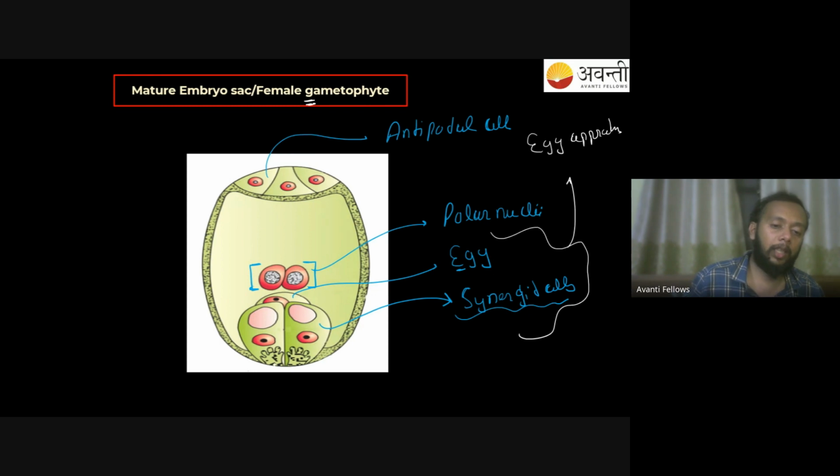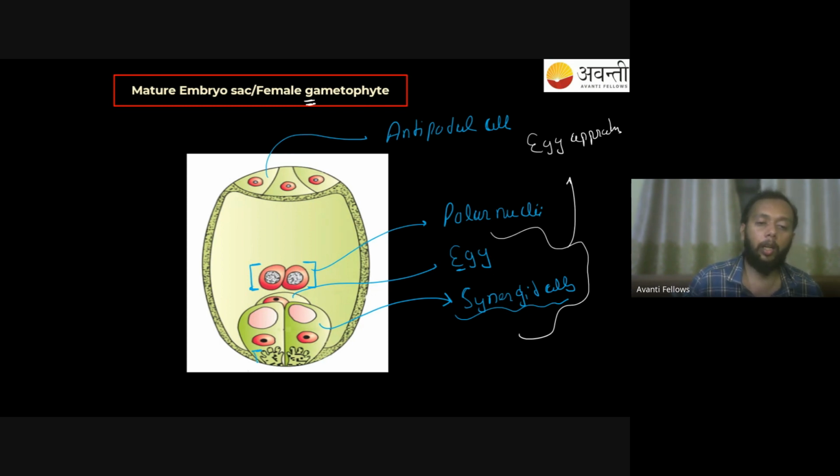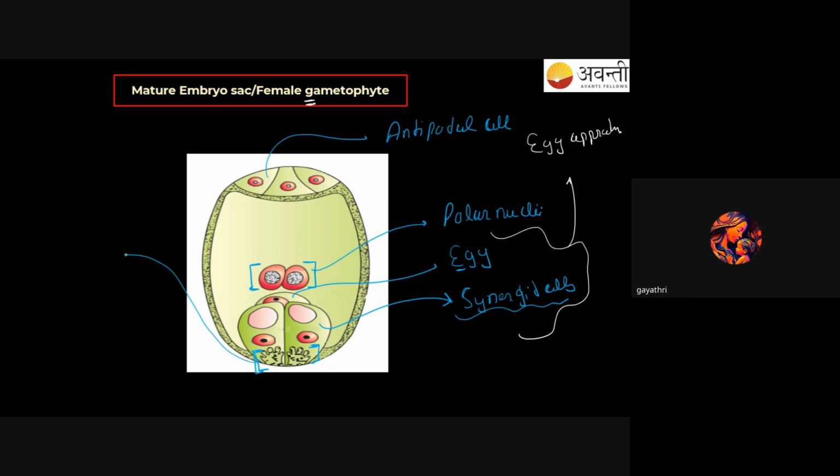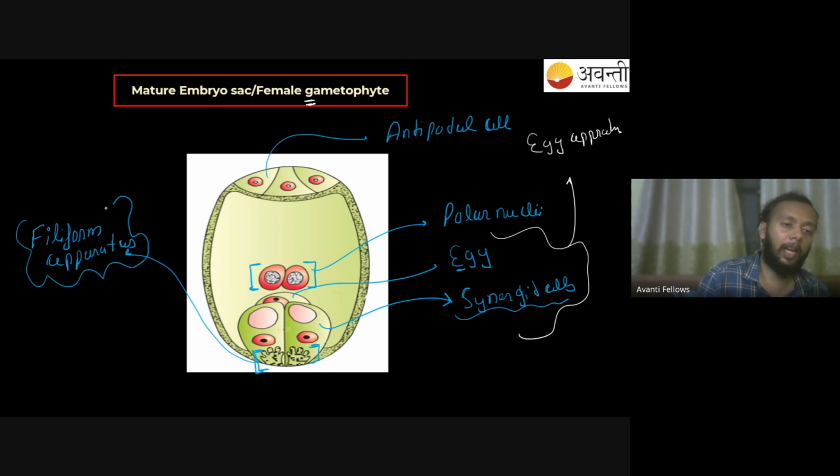And you can see over here the finger-like projections. Now please understand this thing. This finger-like projection which you can see is called what? Filiform apparatus. Now please remember one thing very carefully: when we discuss the filiform apparatus, they play one very significant role, and that role is guiding the pollen tube.